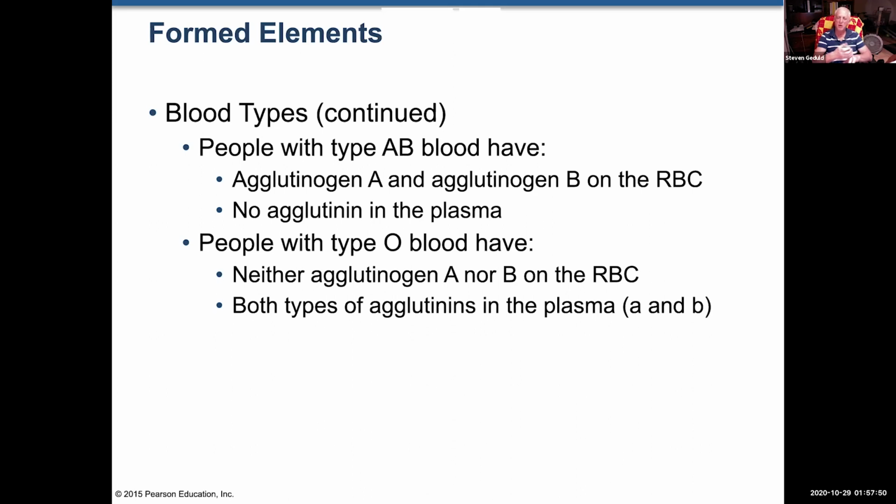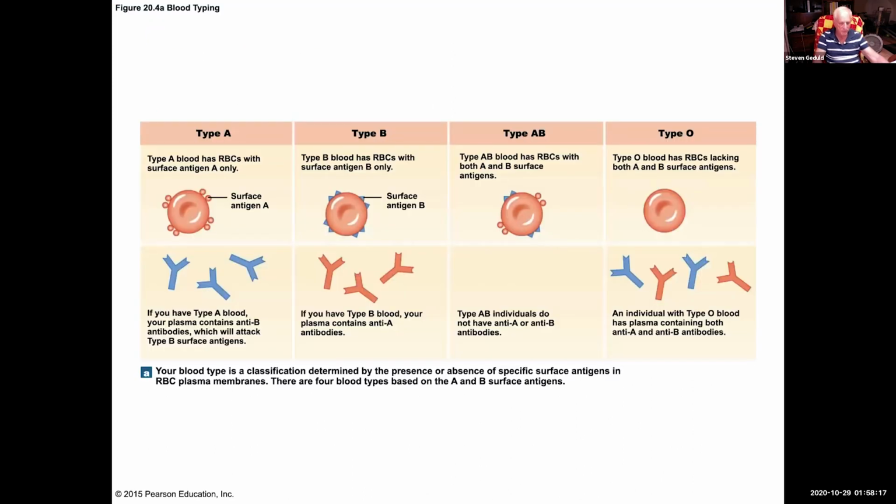People with blood type O have no surface antigens. They do not have antigen A or antigen B, those markers, on their red blood cells. But they have both types of antibodies circulating in their blood. They have antibody A and antibody B, and they don't mark their own blood as foreign because they don't have those markers. So those are your four types of blood. Here's a good graphic of it.